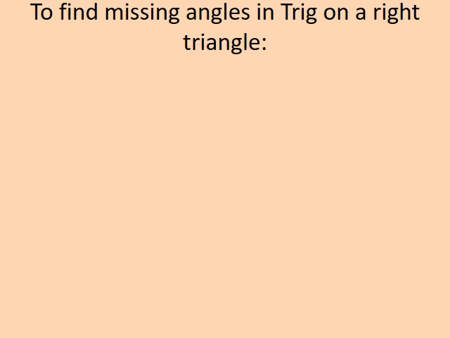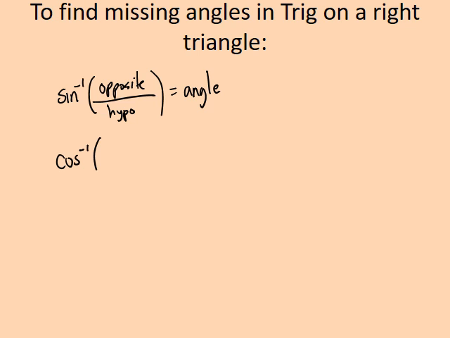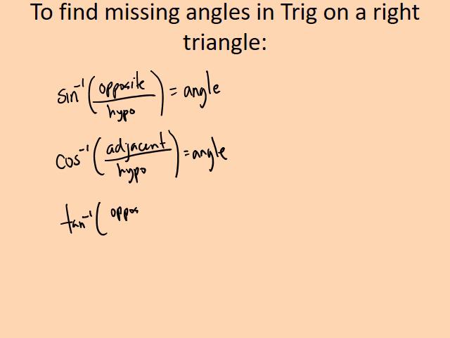To find missing angles on a right triangle, you'll use the inverse trig functions. So the sine inverse of the opposite divided by the hypotenuse will give you the angle. The cosine inverse of the adjacent side divided by the hypotenuse will give you the angle. The tangent inverse of the opposite divided by the adjacent will give you the angle.